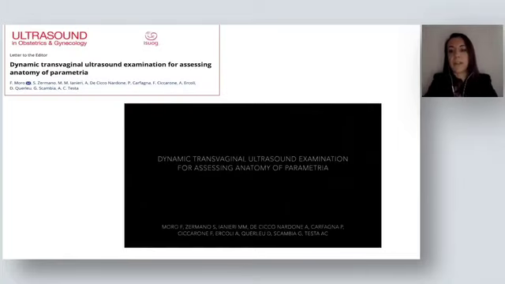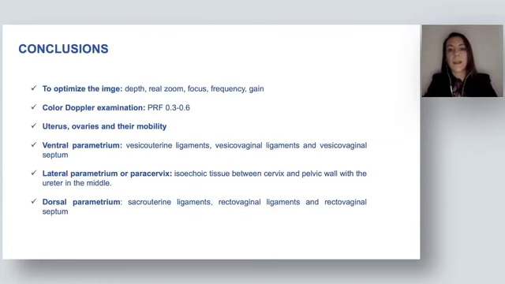So, we have summarized the anatomy of parametria in a short video. In conclusion, we can optimize the image using depth, real zoom, focus, frequency, and gain. Color Doppler examination: for color Doppler examination, it's important to get a PRF between 0.3 to 0.6.